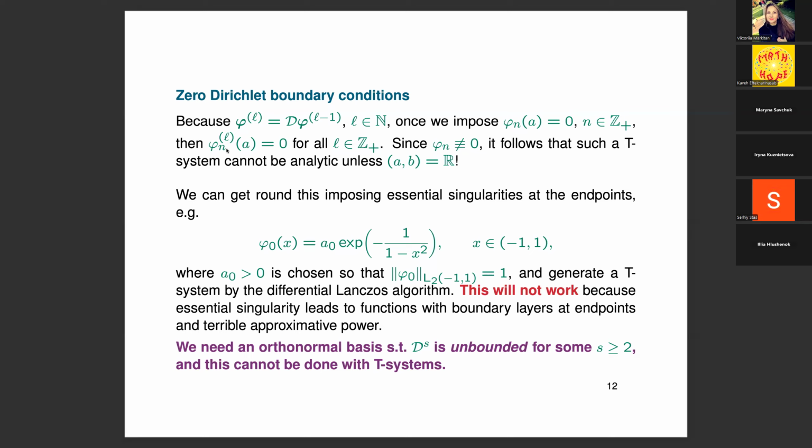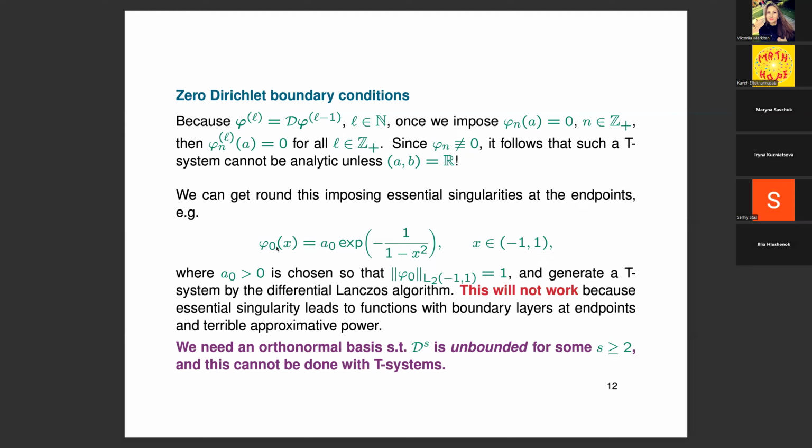But this is a contradiction because it cannot be anymore a unitary, an orthonormal system. So these functions cannot be analytic unless AB is the whole real line. We can overcome this by imposing essential singularities at the endpoints.